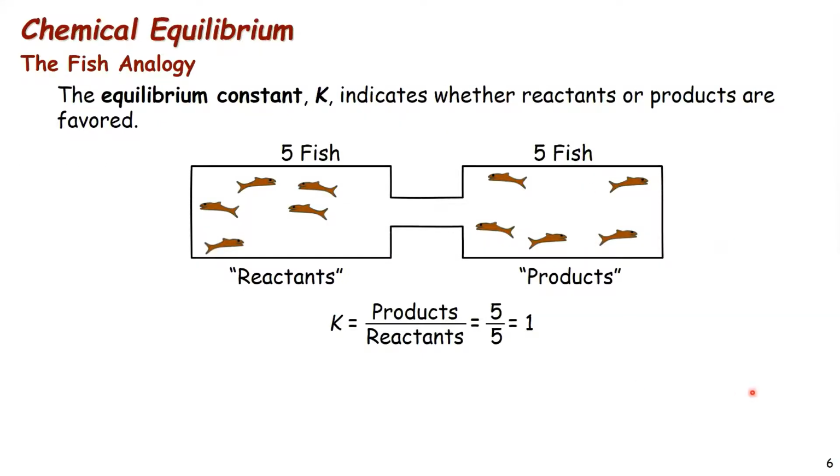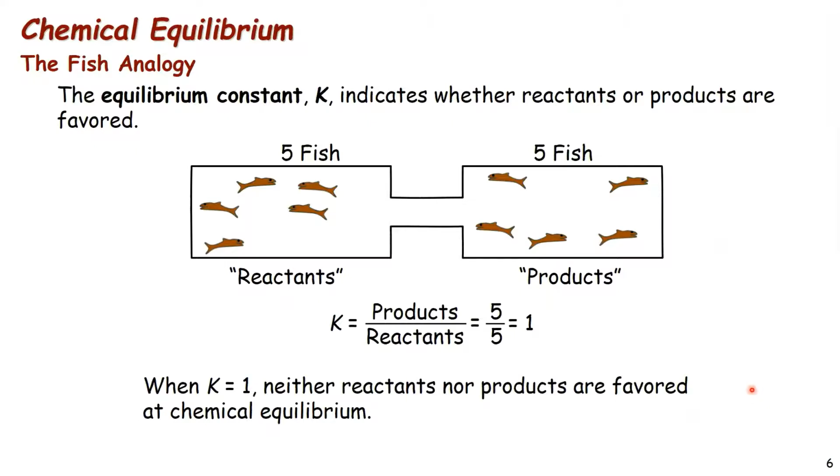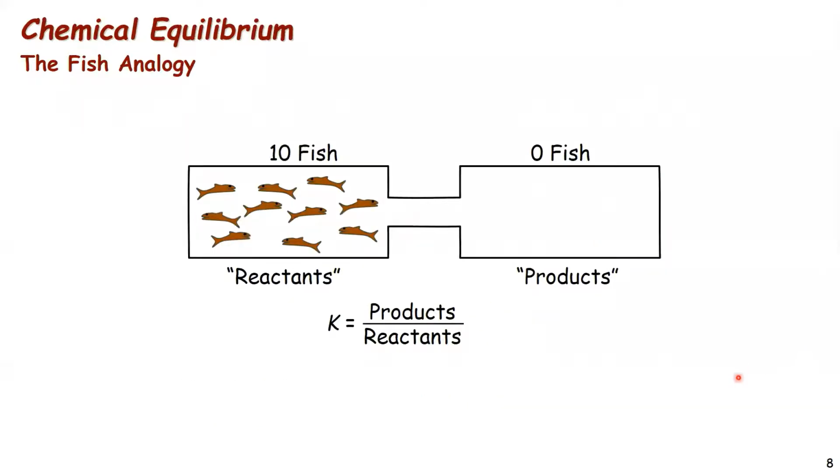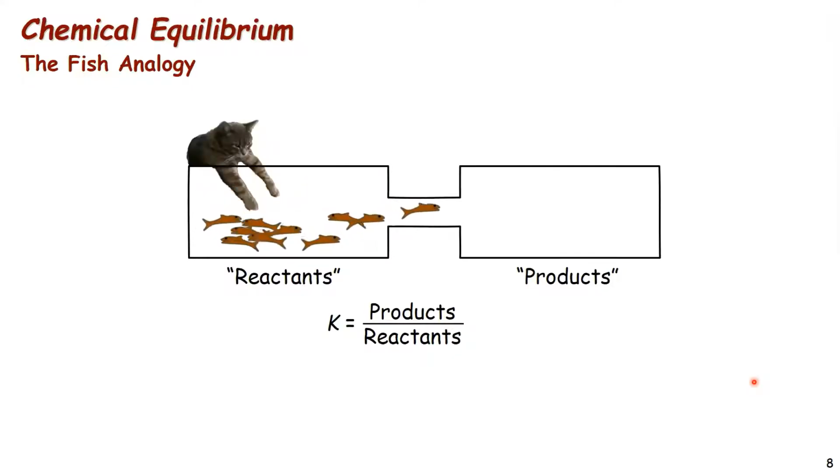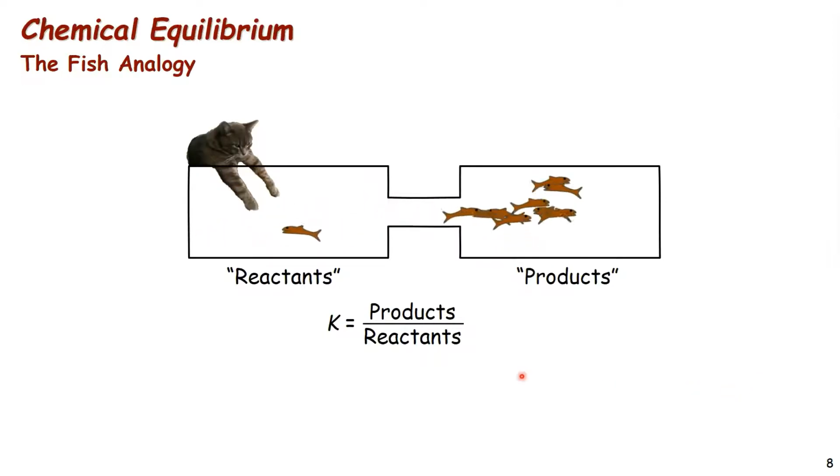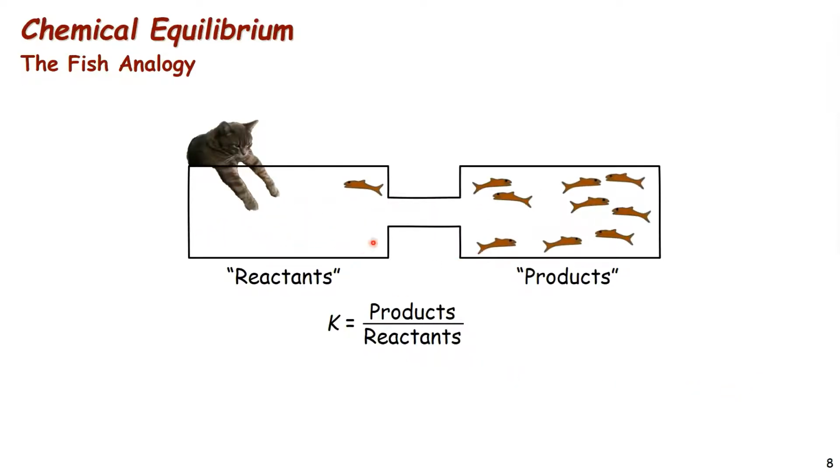Okay. Now, let's say that we do something and we cause a shift in the equilibrium, right? So we started out with 10, we had 0 on this side, but now we do something to cause a shift in equilibrium. Okay, so there it is. And now we have 1 over here who's brave or stupid, and then we have 9 over here now, right? So now we have 1 reactant fish left and 9 product fish. So again, it's going to be products over reactants, so it's going to be 9 over 1. So now the equilibrium constant is equal to 9.